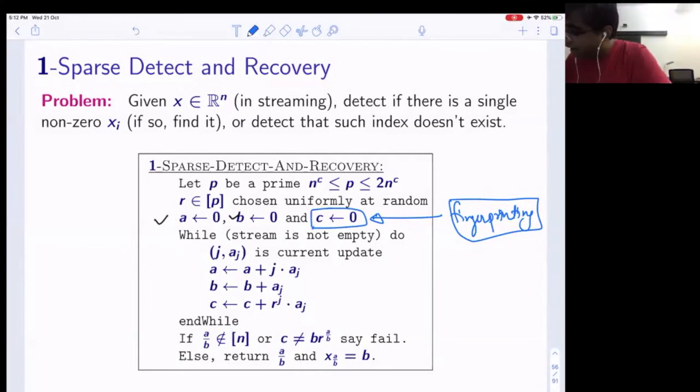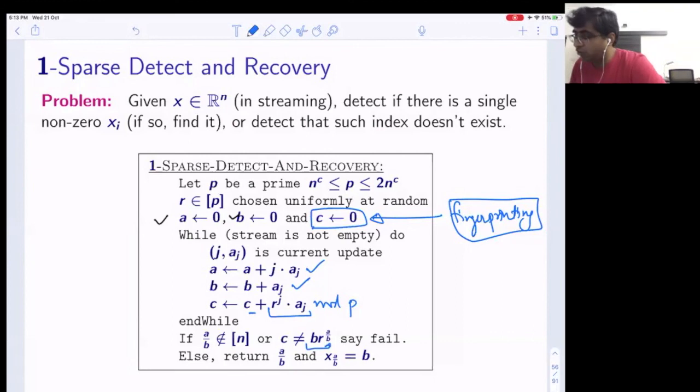So whenever I have a j, this is my same A, this is my same B, but now C is C plus R^j times a_j. It should have been mod P here. Now what I do, I check if A divided by B is not giving me some number between 1 to n, then I know that this doesn't even correspond to something interesting. And I also check, is C not equal to B times R to the power A/B, then we say fail. Else we return everything.